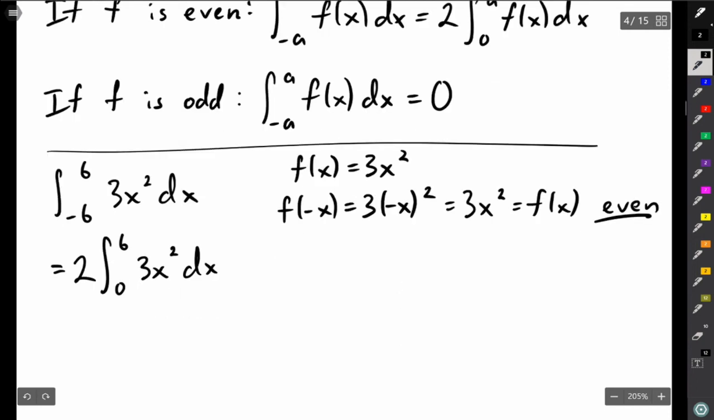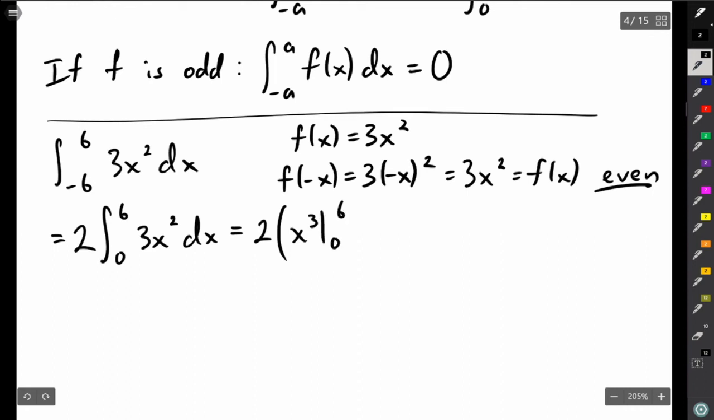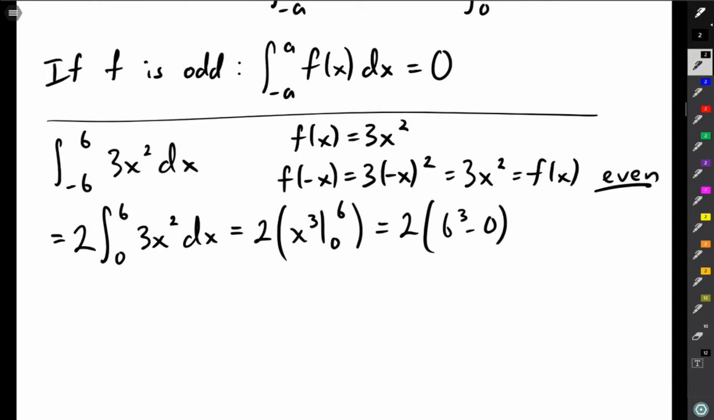This one doesn't really spare you a whole bunch of work necessarily. What it does allow you to do is plug in 0, which is usually a nice thing to do. Now when we integrate this, we have 2 times the antiderivative of 3x squared, which is x cubed, from 0 to 6. So this is 2 times 6 cubed minus 0. The nice thing here is that we don't have to compute negative 6 cubed. We just have to do 6 cubed, which is 216. So this happens to be 432.